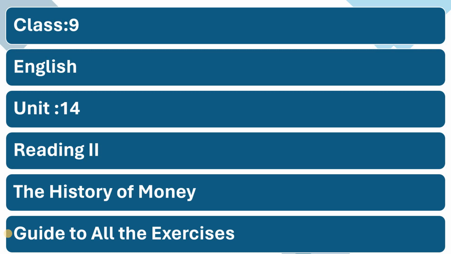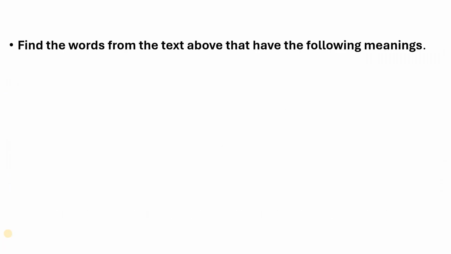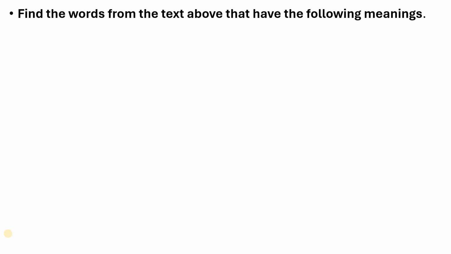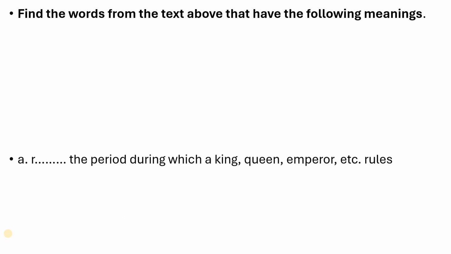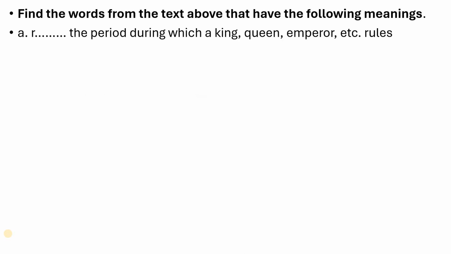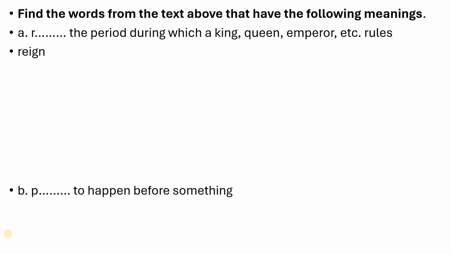I have done the explanation of this text, the History of Money, in the previous video, and today I'm going to help you to do the exercise. Okay, the first one is: find the words from the text above that have the following meanings. So, number one: the period during which a king, queen, emperor, etc. rules. The first letter is given for you. It is reign, R-E-I-G-N, reign. Reign means the period during which a king, queen, or emperor rules.